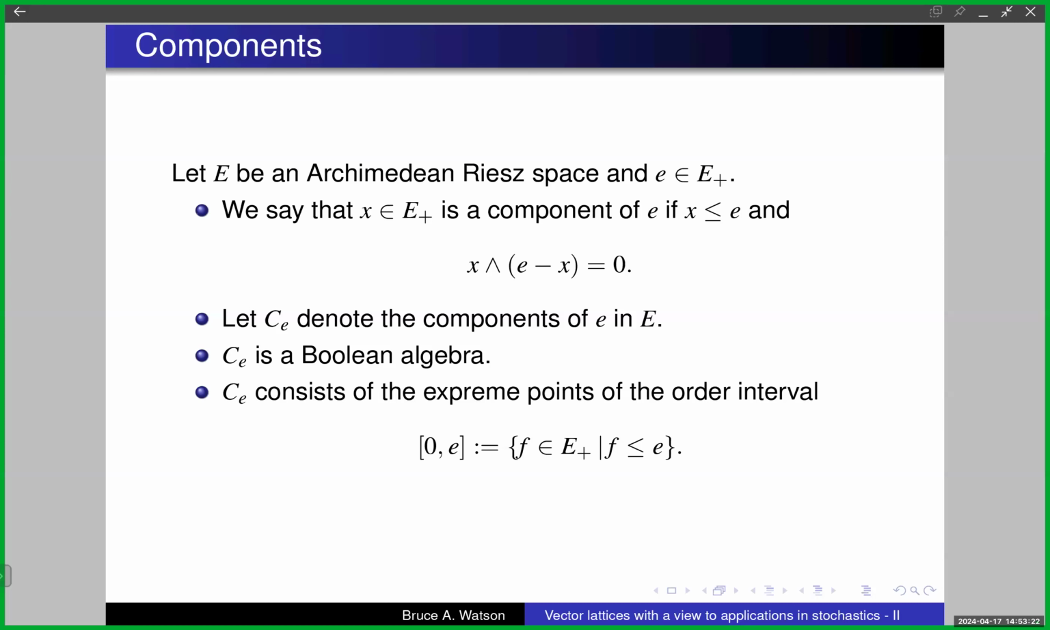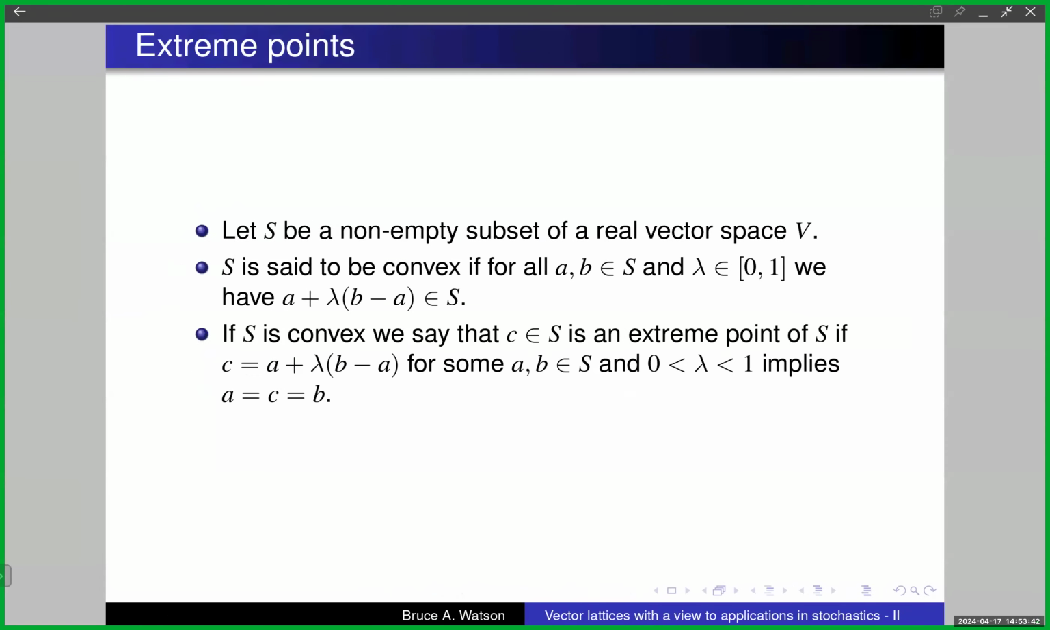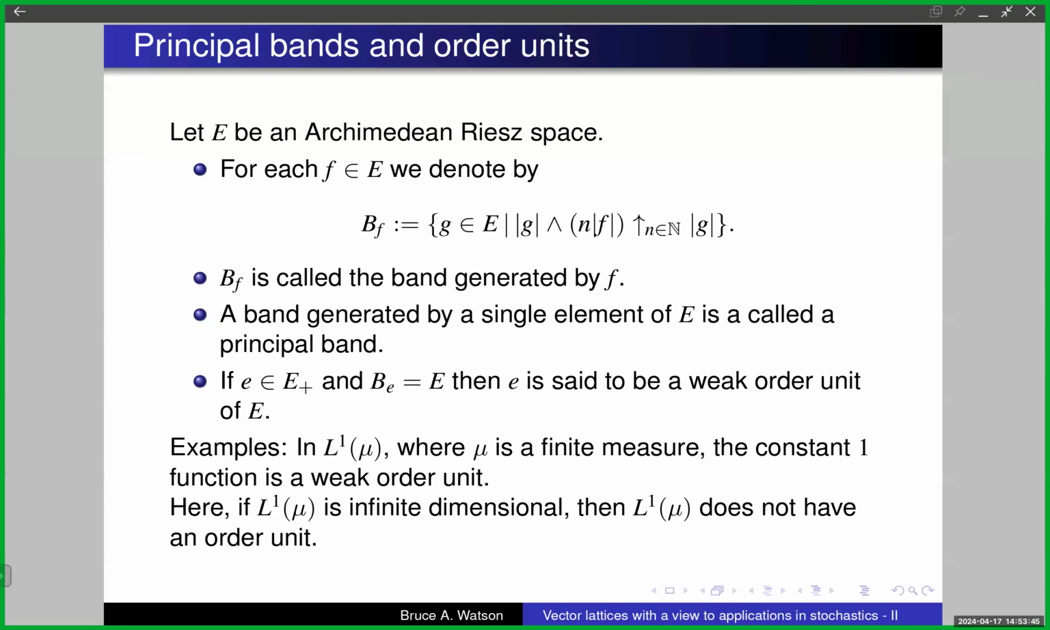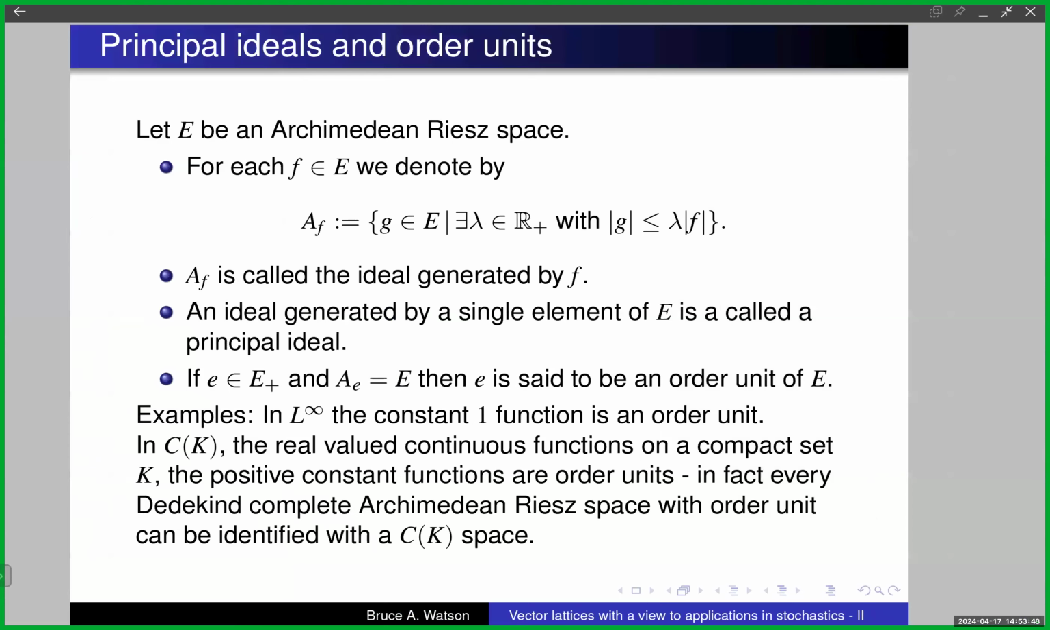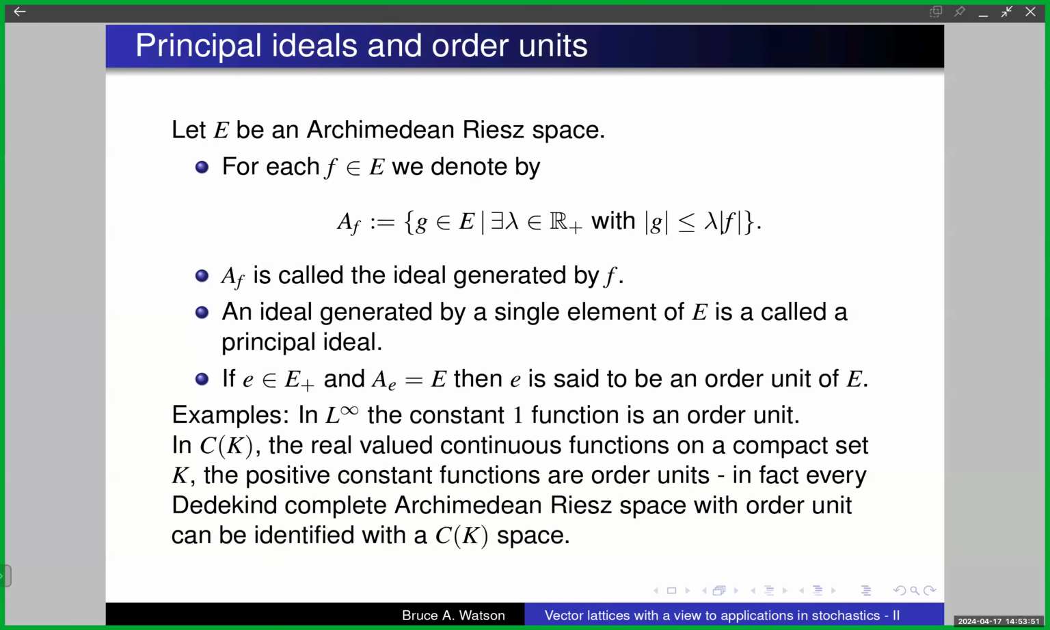Is there in any way in which you can speak about the connectedness? Are these somehow related? You don't automatically have any topology here. There is no automatic topology, but as I mentioned, where was it? In the case of order units, there is a representation of Riesz spaces with order units in terms of C(K) spaces, where K is extremely disconnected.